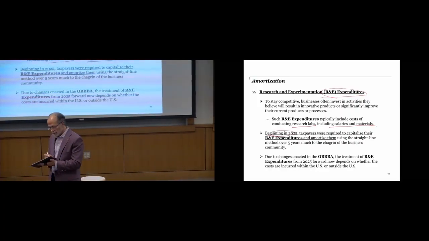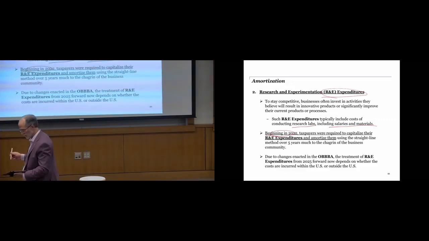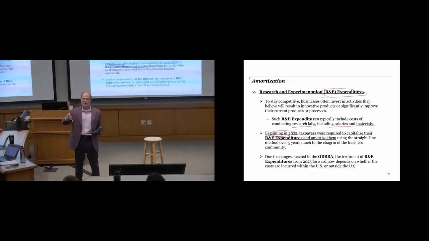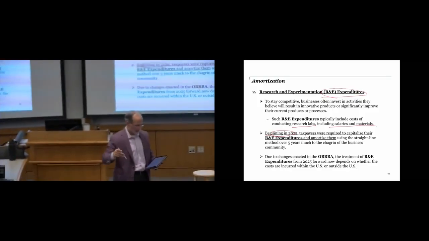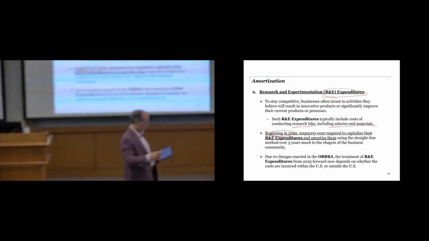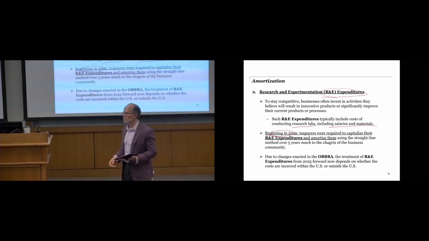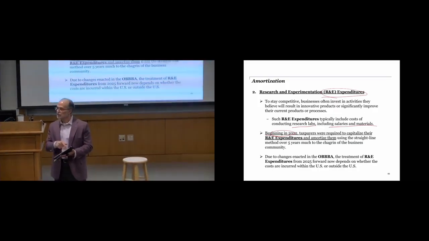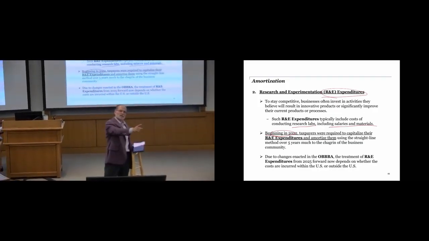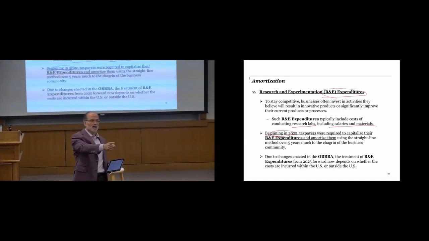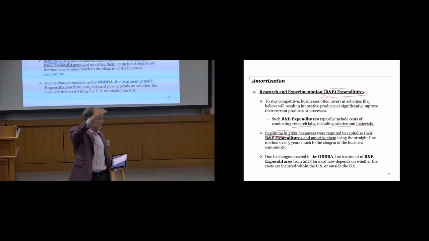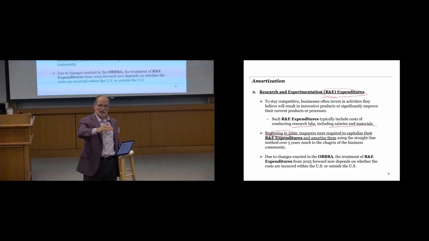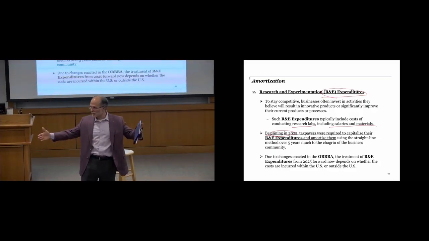Beginning in 2022, taxpayers were required to capitalize R&E expenditures and amortize them using the straight line method over 5 years, much to the chagrin of the business community. Why is this in 2022? In 2017, we had the Tax Cuts and Jobs Act of Trump 1.0. We lowered the tax rate from 35% to 21%. That has to be revenue neutral in 10 years.